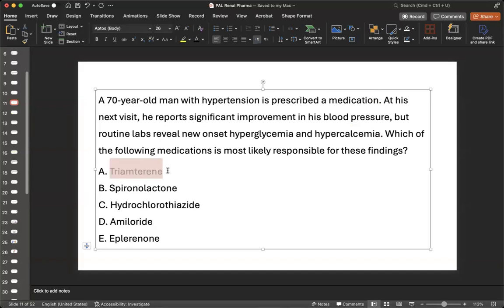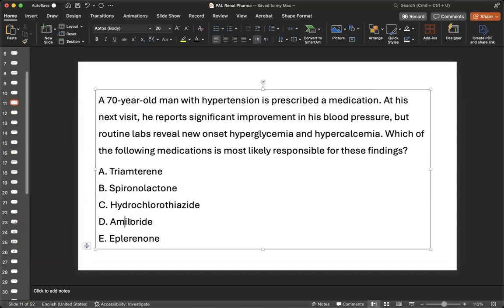Triamterene is a direct sodium channel inhibitor in the collecting duct, and it leads to hyperkalemia. Spironolactone is an aldosterone antagonist. It can lead to hyperkalemia and gynecomastia. Hydrochlorothiazide is a thiazide diuretic that leads to hyperglyc. Wait, what is hyperglyc? Hyperglycemia, hyperlipidemia, hyperuricemia, and hypercalcemia.